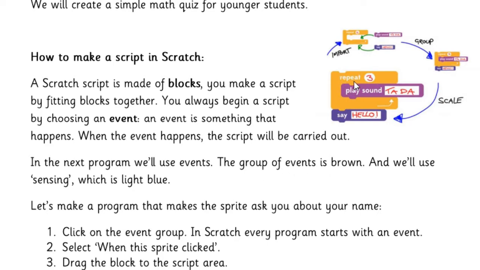The group of events is brown. So the script is inside blocks, and we have many groups. Each group has a certain color. So it's going to be fun creating programs because it's very colorful as well. Every event in Scratch is going to be in brown. And we will use sensing, which is light blue.